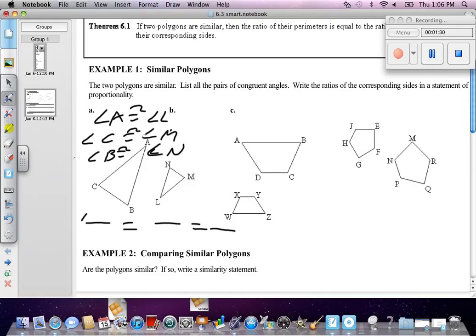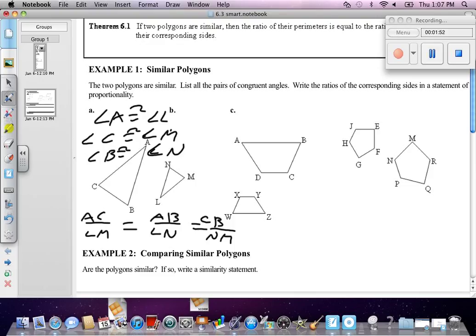So AC is proportional to LM, and AB is LN, and so CB is what? NM or MN, whichever.